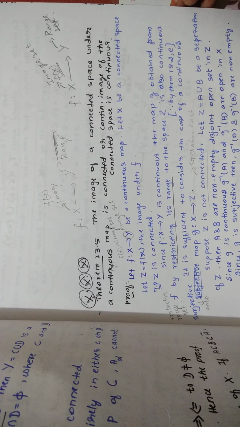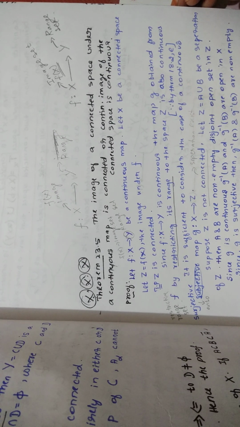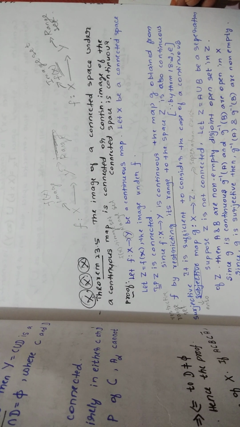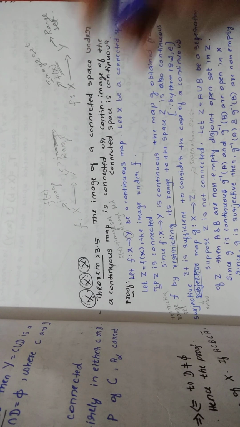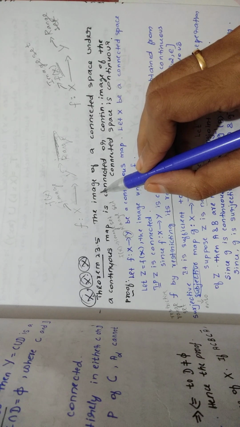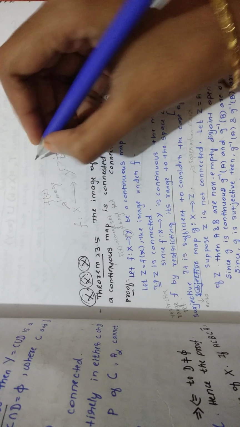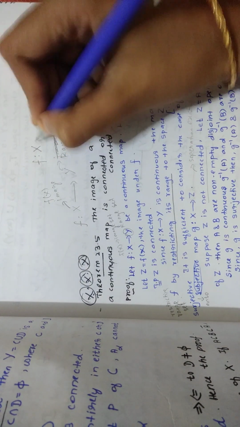So, I know you can't understand anything from this statement. I will explain you something. After that, you will get an idea about what they are talking about. First, they are saying image, continuous map, all these things, right? So first you have to consider a mapping f from x to y.